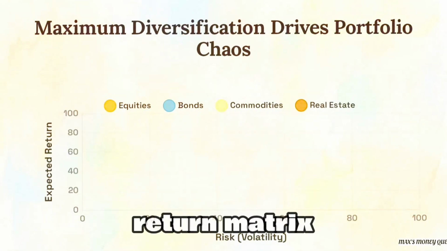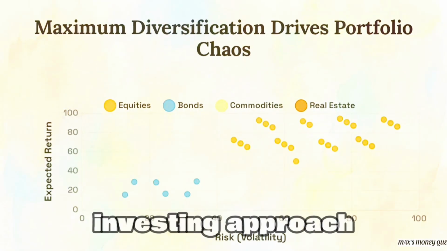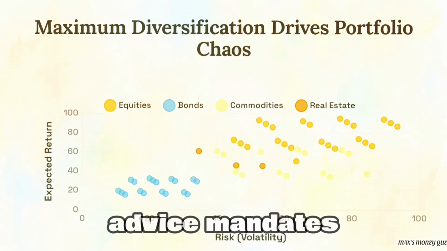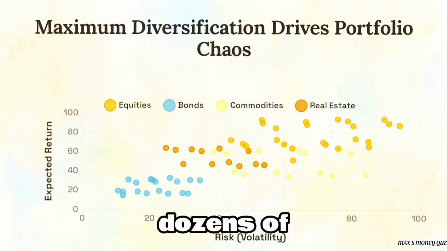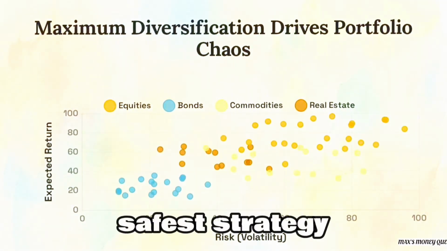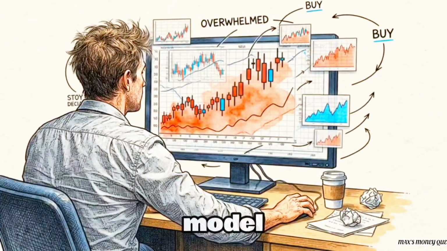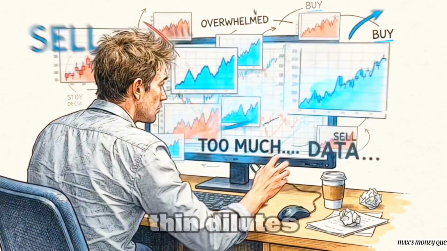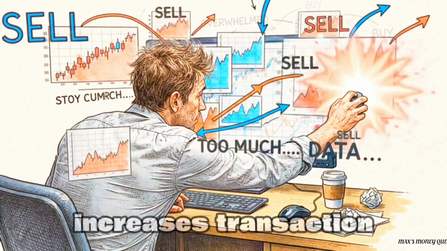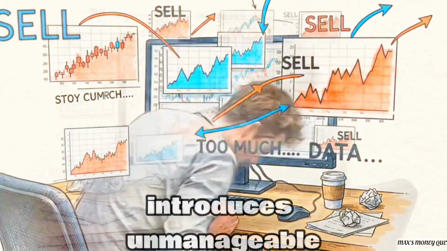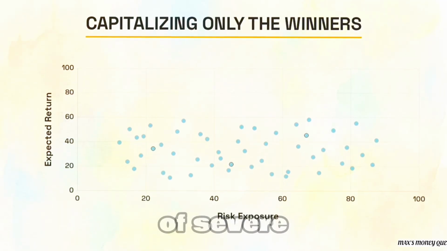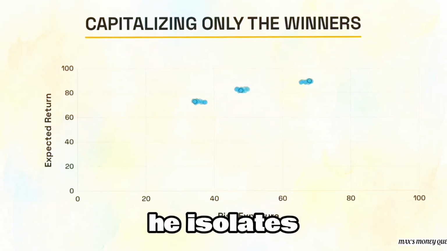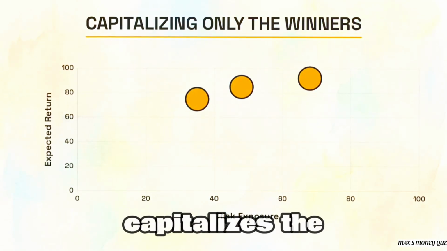This risk-return matrix plots the standard retail investing approach. Conventional financial advice mandates maximum diversification, suggesting that spreading your capital across dozens of different assets is the safest strategy. Munger completely rejects this model. He argues that spreading capital too thin dilutes total returns, increases transaction friction, and introduces unmanageable complexity. Instead of holding small percentages of 50 mediocre companies, Munger executes a strategy of severe concentration. He isolates a fraction of the market and aggressively capitalizes the winners.